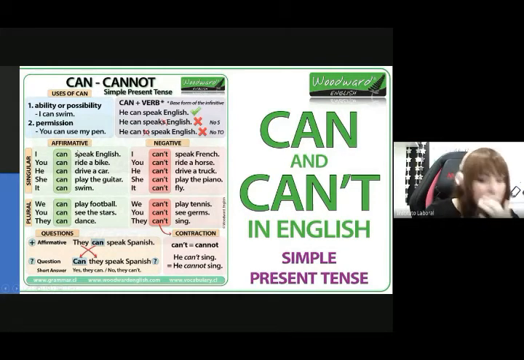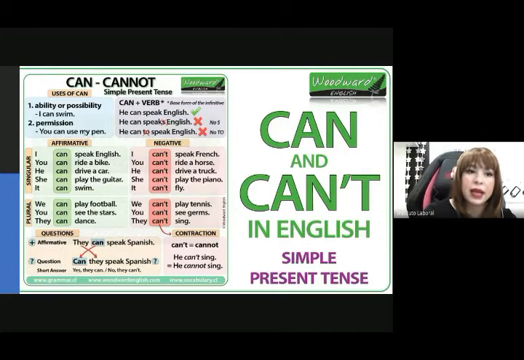Okay? So here we have some examples of the construction of affirmative sentences using can. In singular form, I can speak English. Remember, can expresses ability or possibility. Also permission. I can speak English. You can ride a bike. He can drive a car. She can play the guitar. It can swim, if we are talking about a sheep or a dog.